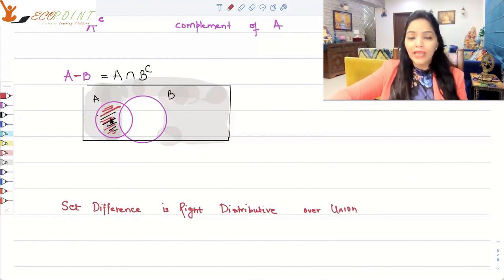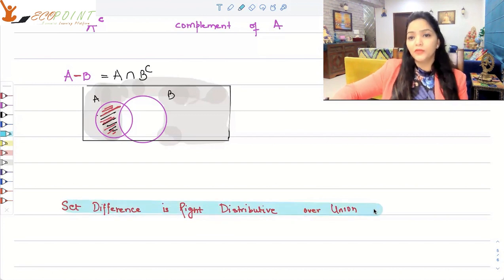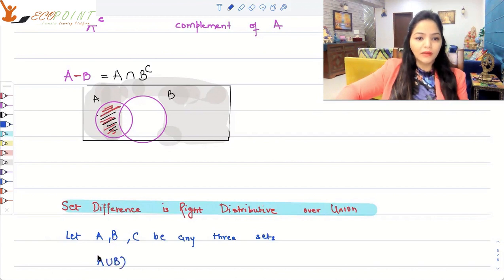Now, we have seen and we have realized by the definition that difference is not commutative, right? What you can talk about in terms of distributive property. But what we must realize here is that set difference is right distributive over union. So what do I mean by this? Let A, B, C be any three sets. A union B minus C is equal to A minus C union B minus C.